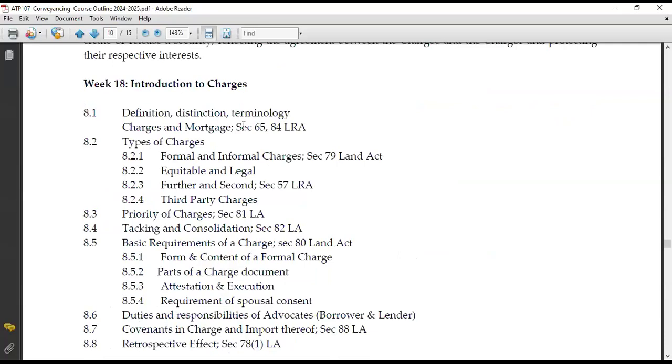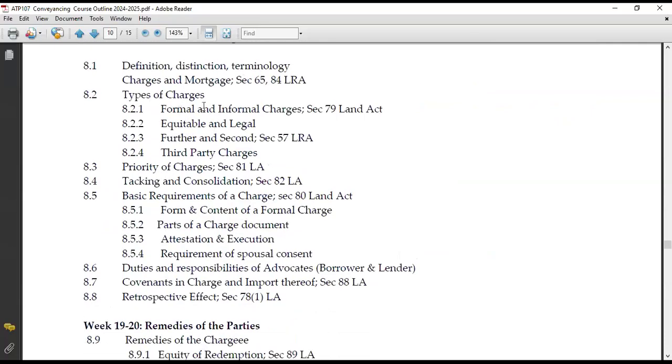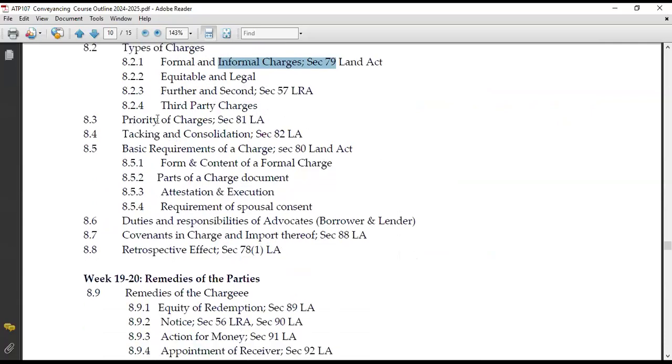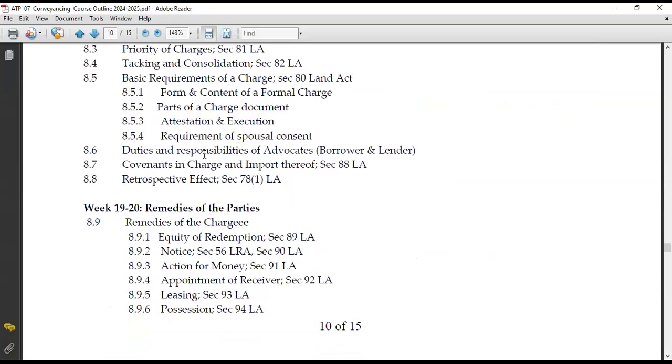Charges. So today we have dealt with formal and informal charges, equitable and legal, first, second, third and third party charges. Priority of charges, tacking and consolidation. So you read the Land Act, all those sections. Basic requirement of a charge. Duty and responsibility of advocates, covenants in charge and import thereof.